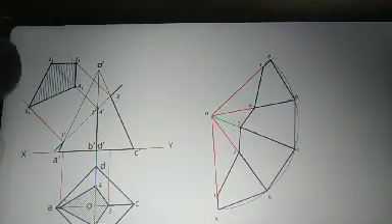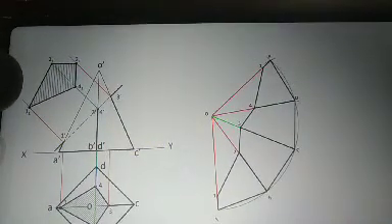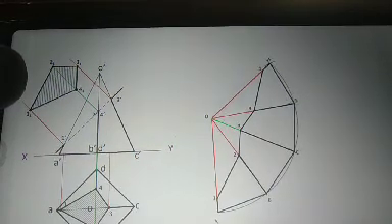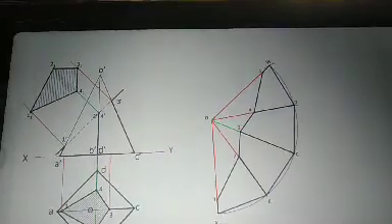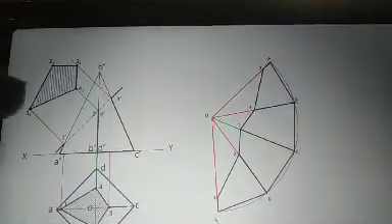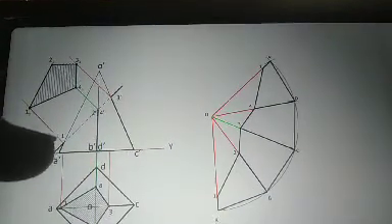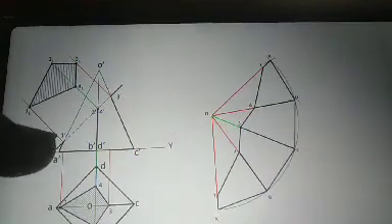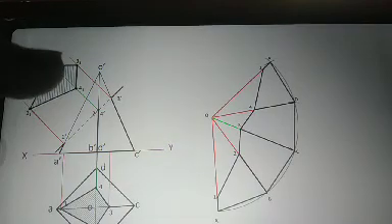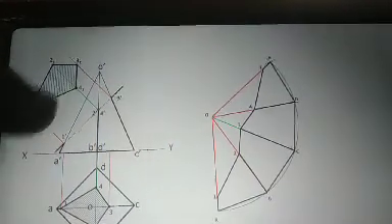Also you are asked to draw the true shape of that pyramid. The true shape that will be visible after the cut section has to be shown in the top view and also in the front view. For that purpose draw a line which is perpendicular to x1 y1, that is the cutting section.